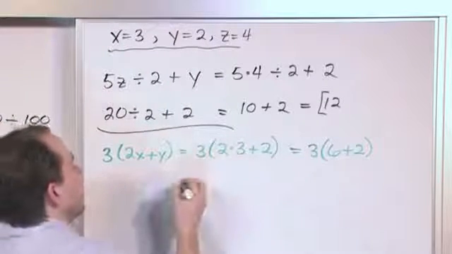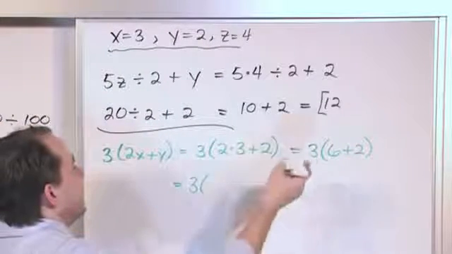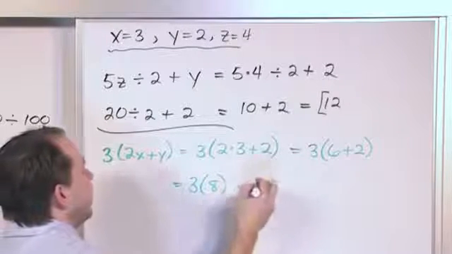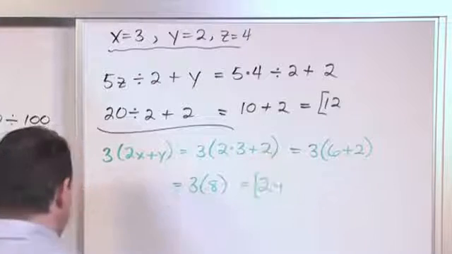Again, we're going to do what's inside the parentheses. 6 plus 2 is 8. Now the only thing left to do is this multiplication. 8 times 3 is 24. And 24 is the final answer.